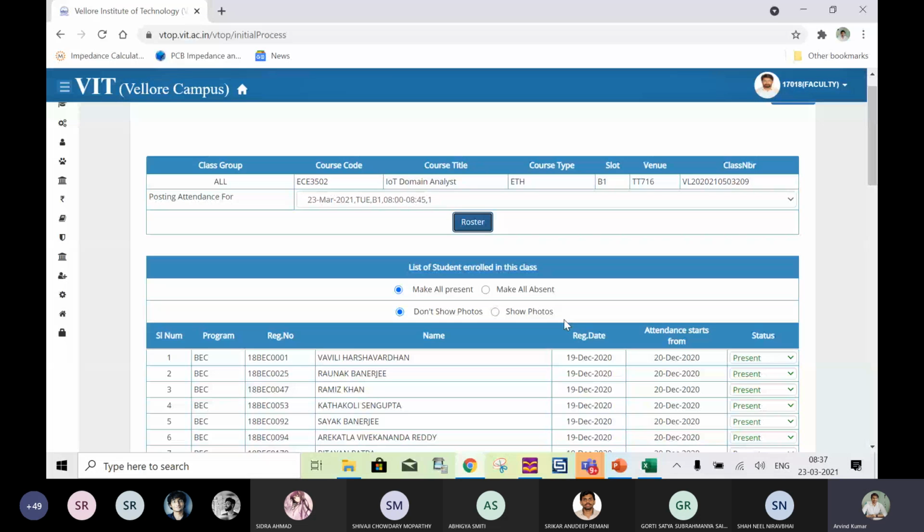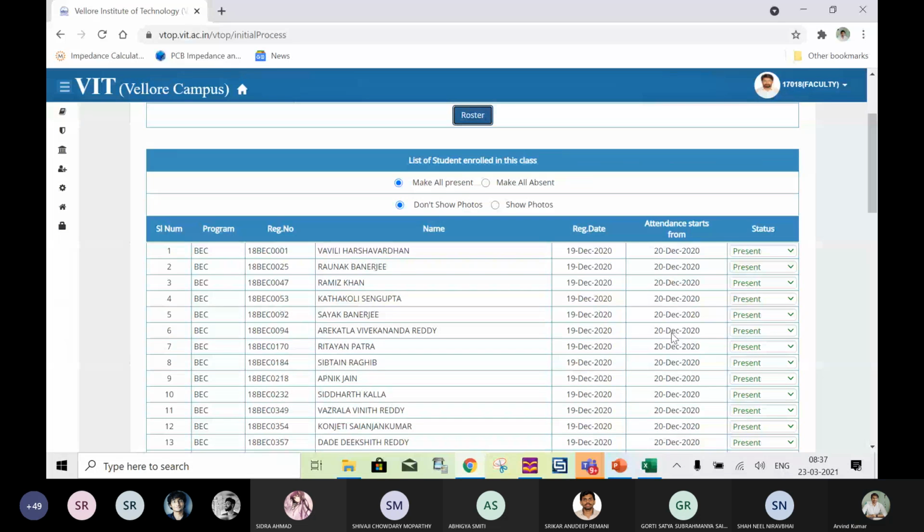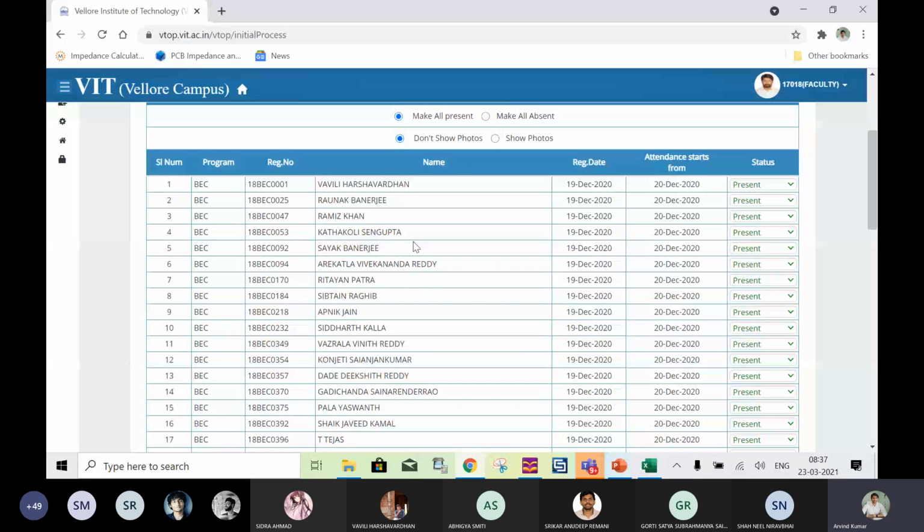So Harshvardhan is here. Harshvardhan. Yes, sir. Present, sir. Ronak. Yes, sir. Ramesh. Present, sir. Then Gupta. Present, sir. Okay, Sayak. Sayak Banerjee, are you absent? Vivekananda Reddy. Nityan Patra. Sir. Okay.